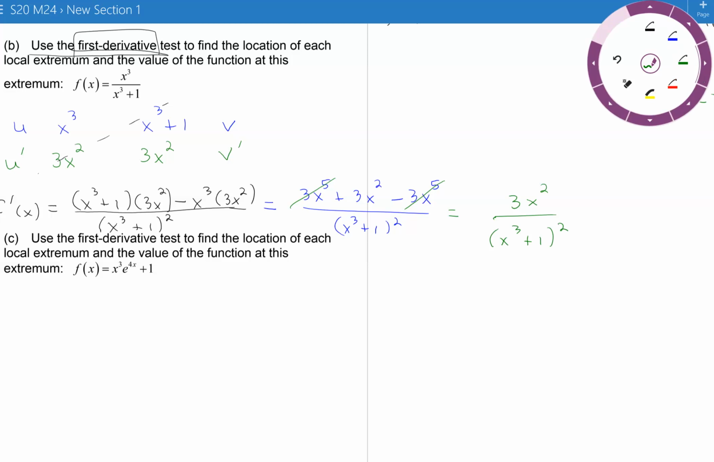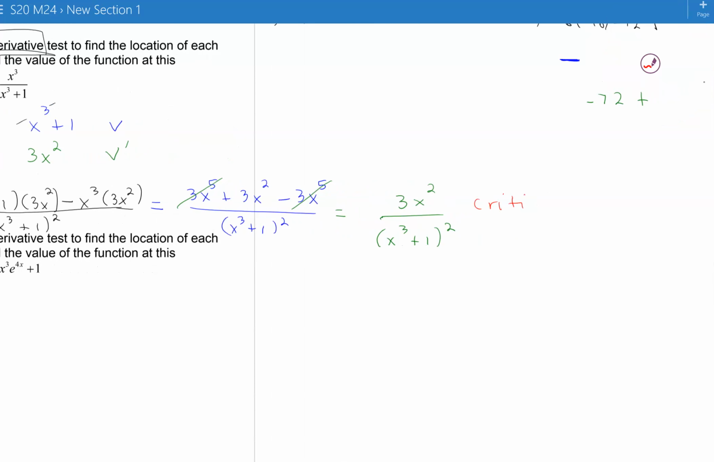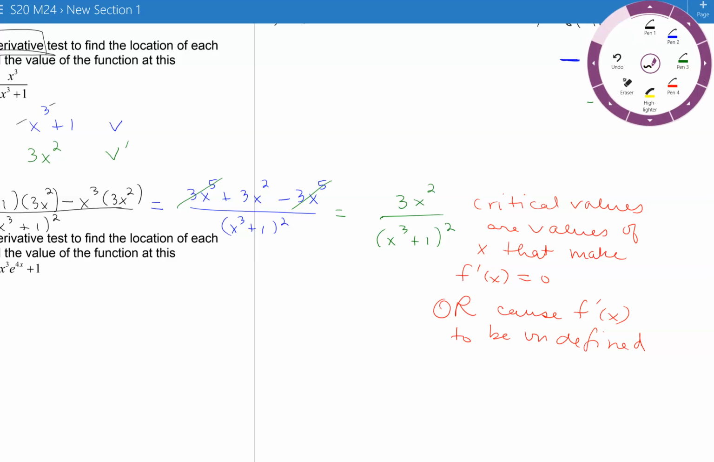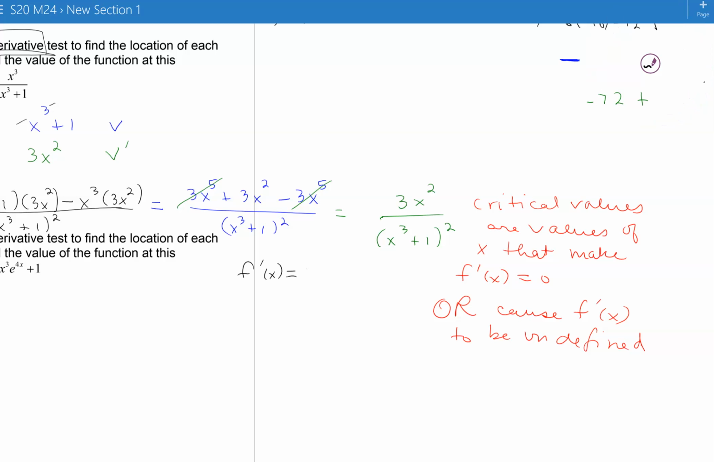So I'm going to write it here because it's so important that critical numbers or critical values are values of x that make f prime equal to 0 or cause f prime to be undefined. And if you forget that on this problem, it would be a disaster. So f prime is going to equal 0 when 3x squared over x cubed plus 1 squared is 0. Well, the denominator never causes a fraction to be 0. So this is going to only happen when x is 0. So that's our first critical value, is when x is 0.